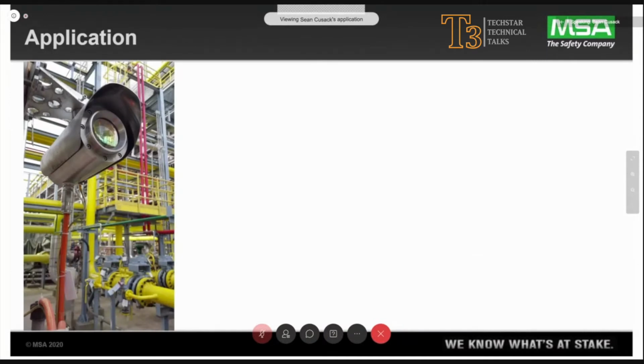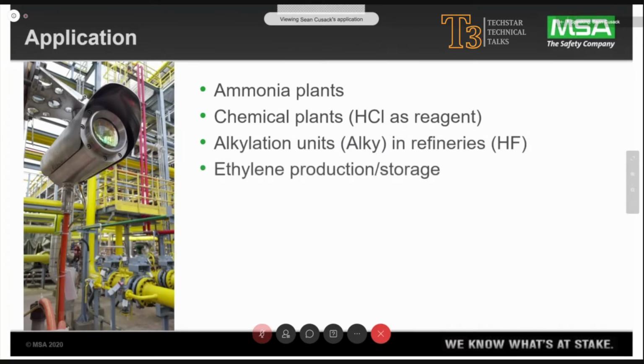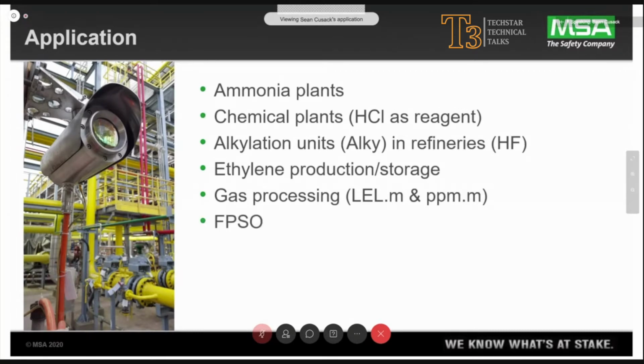Places that we've been successful, we've been in ammonia plants. As you know, ammonia point detection can be very expensive to replace the sensor cells, and you're doing it more frequently. No need to do that in the ELDS. We've done chemical plants for the HCl as a reagent or mixing agent, alkylation units or alky units in refineries for HF, ethylene production and storage, gas processing. So you could have sour gas in there. You could have, obviously you'll have methane, but you can measure for LEL meters and ppm meters.